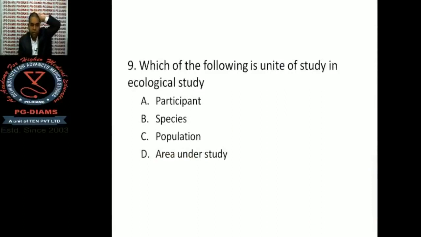Which of the following is the unit of study in ecological study? Okay, the answer is population, because in all of our studies the unit of study is the individual, except for ecological study, in which the unit of study is population. Let's understand it in a bit more detail.